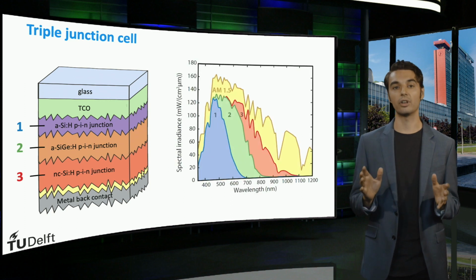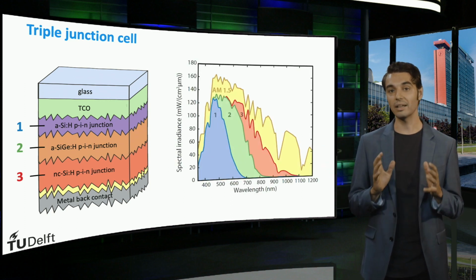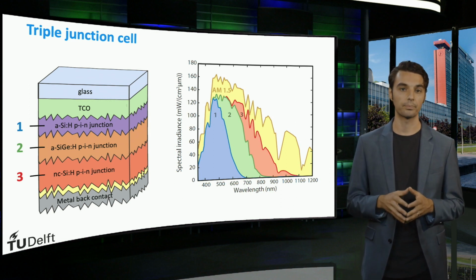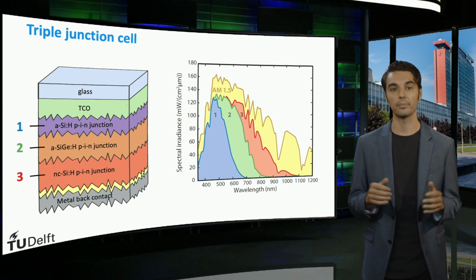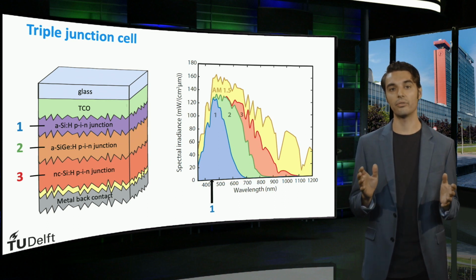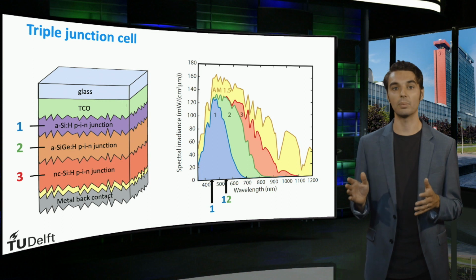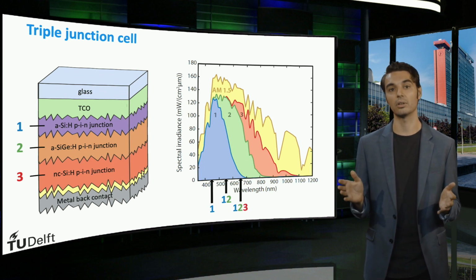The spectral utilization of this device is shown in this figure. The spectral utilization is relatively high, especially in the ultraviolet and visible part of the spectrum. Furthermore, we see that the EQEs of the individual junctions overlap. At 450 nanometer, light is only absorbed by the top cell. Light around 550 nanometer is utilized by the top and middle cells, while light around 650 nanometer is utilized by all 3 junctions.